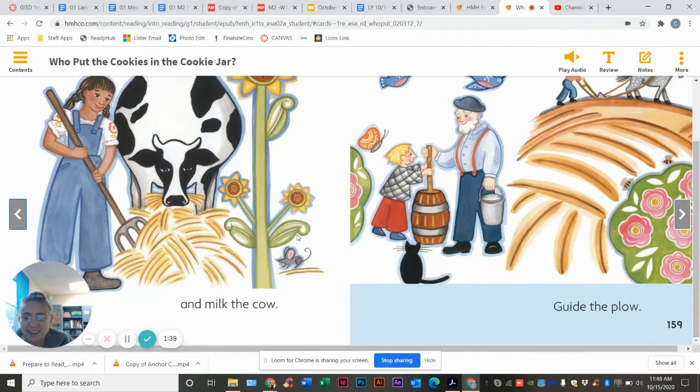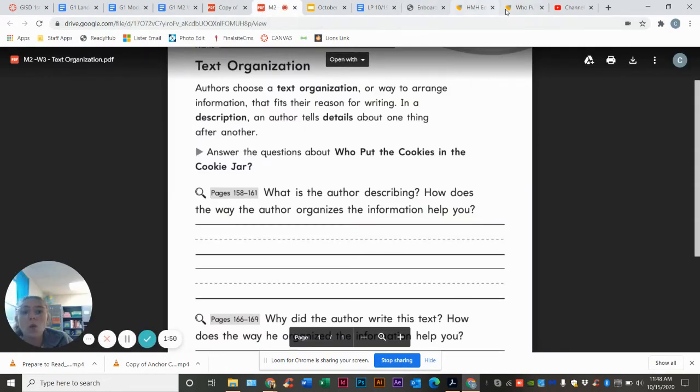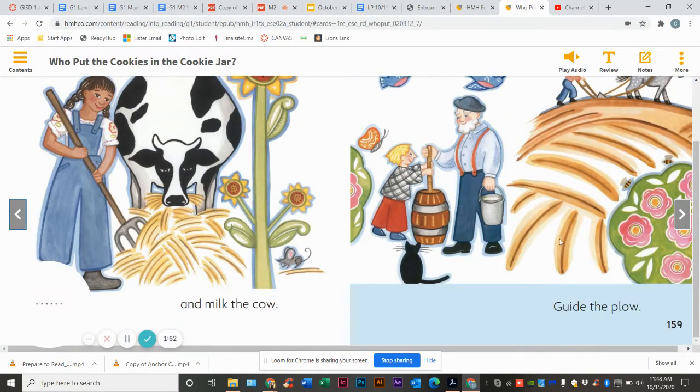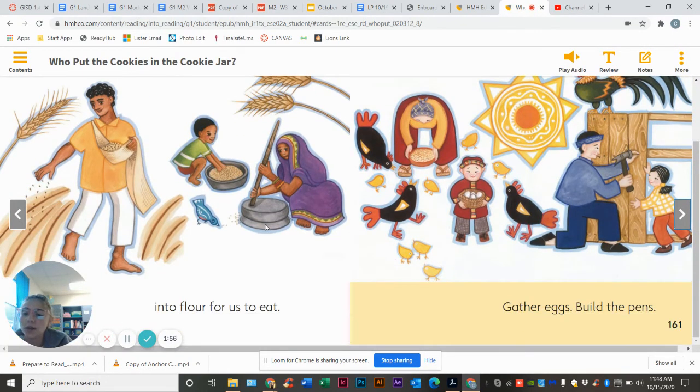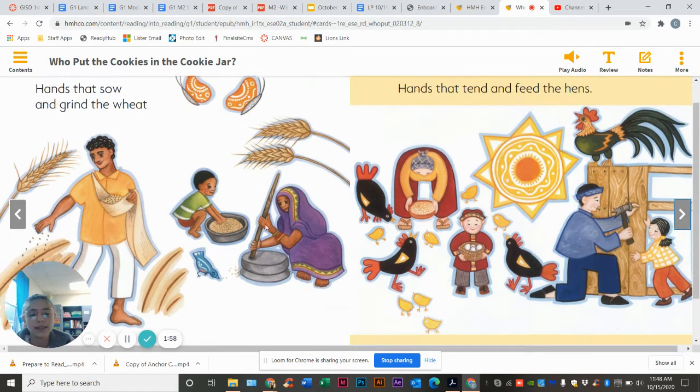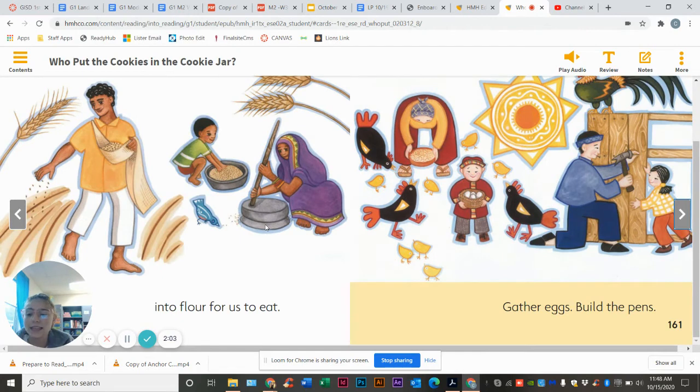We're a few pages off. That's okay. So 158 says right here, hands that feed and milk the cow, churn the butters, guide the plow. That's 158. And it says all the way to 161. So we need to read two more pages. Hands that sow and grind the wheat into flour for us to eat. Hands that tend and feed the hens, gather eggs and build the pens.